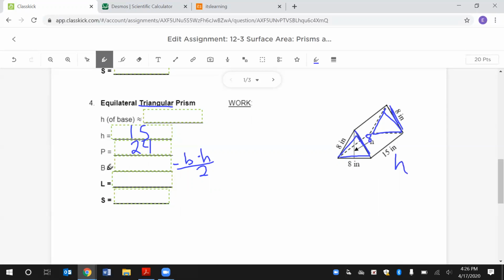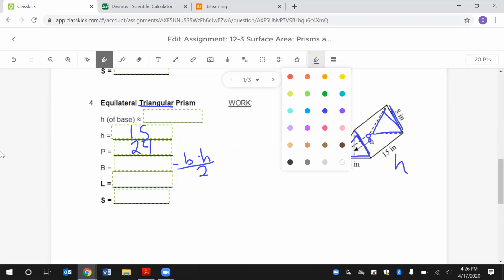And then for B, this is the area of the base. I told you guys we're using this formula: base of my triangle times the height of that triangle, which I'm missing, divided by 2. That's why in the very first blank they're asking me for the height of the base, because it's missing and I have to solve for it.